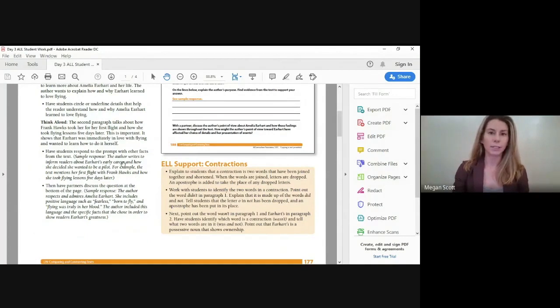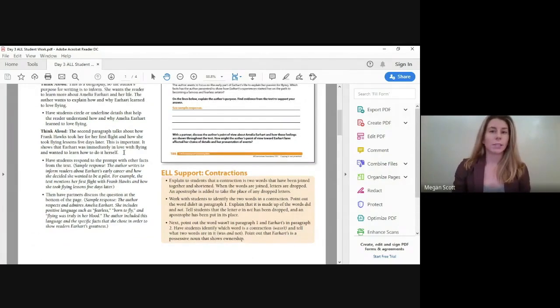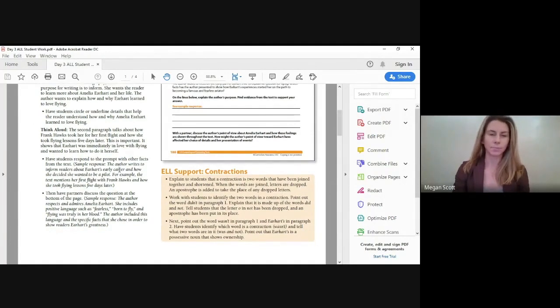Their first sentence answers the first part of the question, explain the author's purpose. Their second sentence gives evidence from the text to support that answer. They use her mentioning the first flight with Frank and taking flying lessons 5 days later. Yours doesn't have to be in 2 separate sentences. It can be all in one, or it can be in more than 2 sentences, as long as you have the author's purpose and evidence from the text that supports that answer.